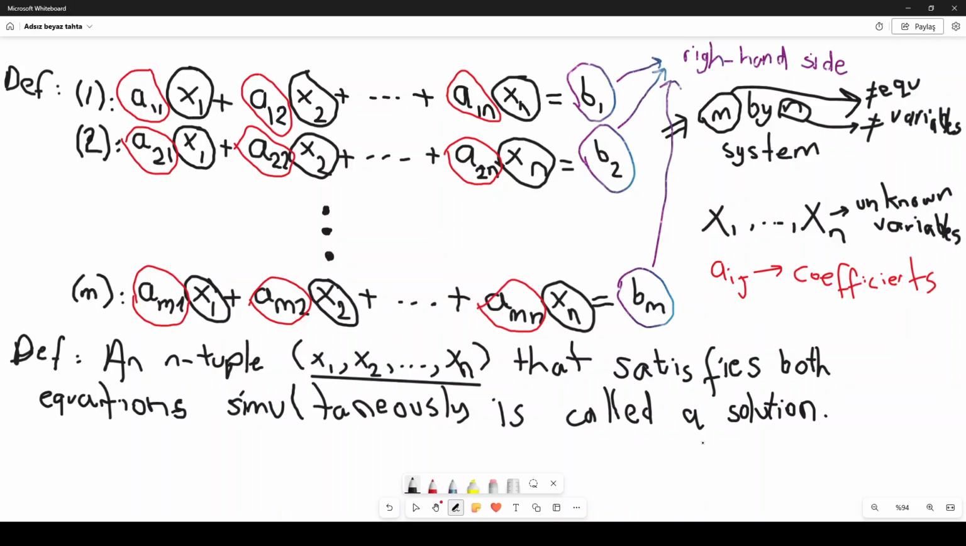Well then, what are we trying to do here? We will try to find such an n-tuple that satisfies each of the equations simultaneously. So if we assert that an n-tuple is a solution, it must satisfy all of the equations given in the system at the same time. That is, of course, not very simple.